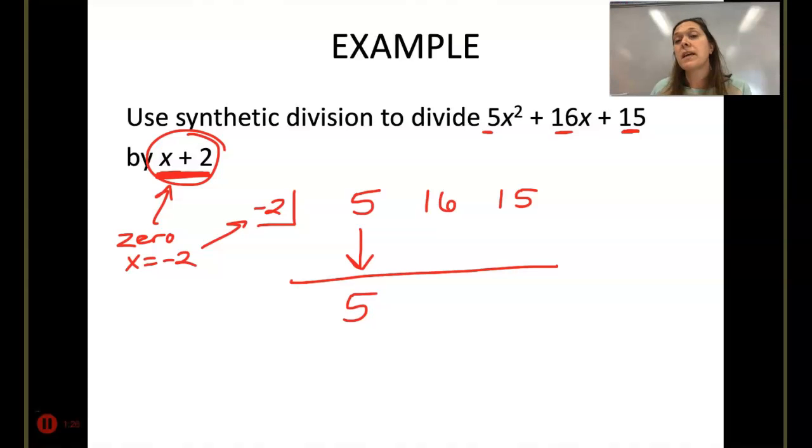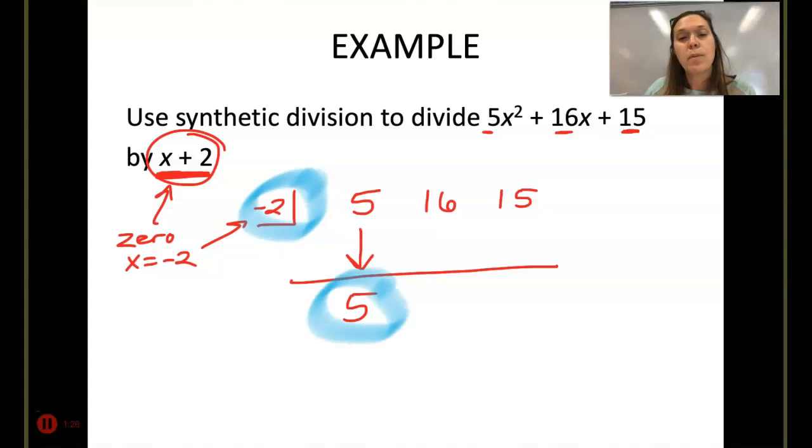If you guys remember back in long division yesterday, every time we were multiplying something that had just x, it was going to be like x. What times x is 5x squared? 5x, right? So we always will bring down that 5. Now this is where all the fun happens. I'm going to take my negative 2 inside that half box and multiply it with 5. Okay, so we're multiplying here.